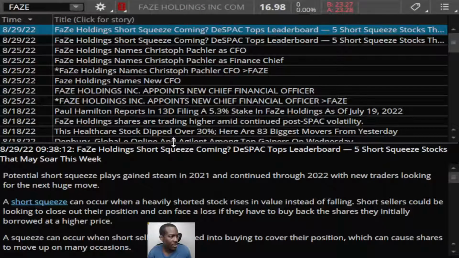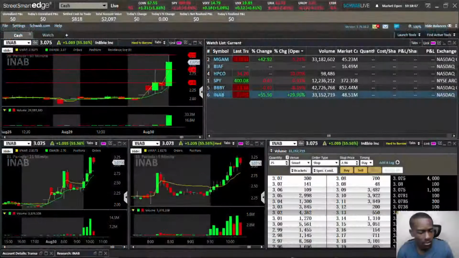Here are my current scans here. MGAM still the only micro float I'm seeing. INAB still the only low float. BBBY mid float, and then 4 in the high float area: AMD, FFIE, Apple and CCL.